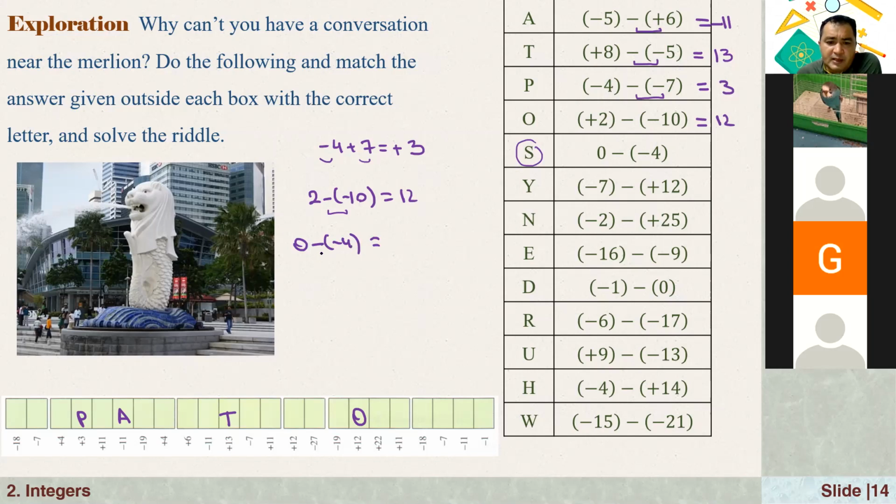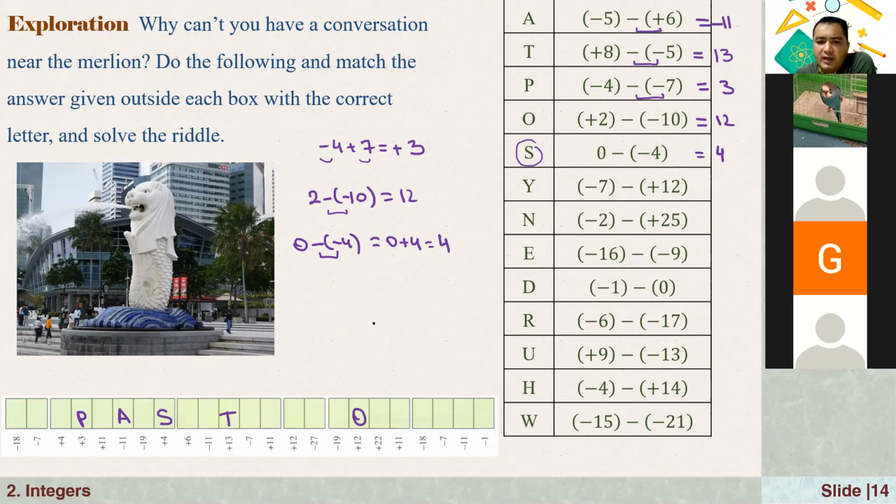So here, remove the brackets first. What is minus times minus? It is plus. So here we have 0 plus 4. And we know how to add 0 to 4. That's equal to 4. Where is 4? Do we have 4 here? Okay, here. So this one is S.